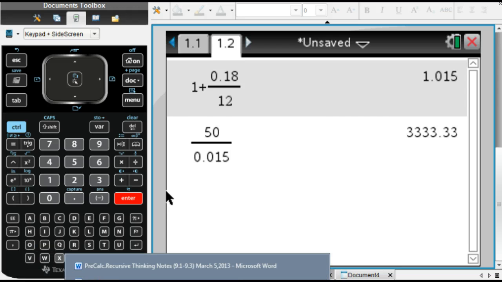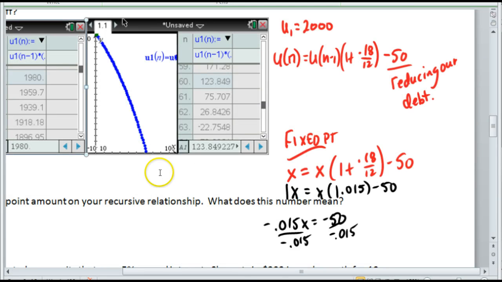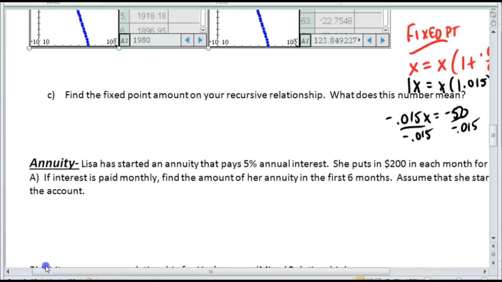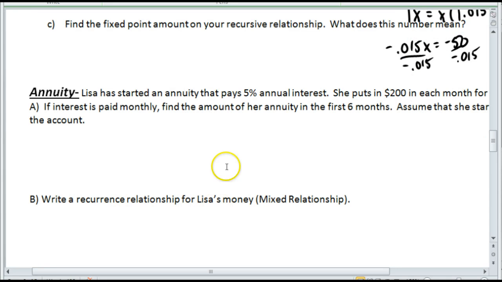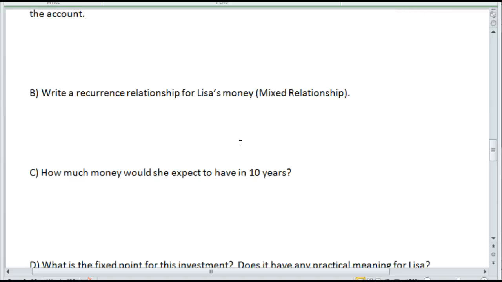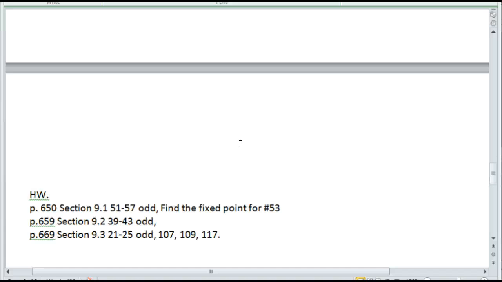Now, in the rest of this worksheet, we'll probably have to do this in class because this is getting really long, and I apologize. But this is an annuity where you save money. So instead of subtracting $50, you're going to add in $200, and the interest rate's a little bit different. You might want to try that and see how that goes. Otherwise, we'll do that in class.